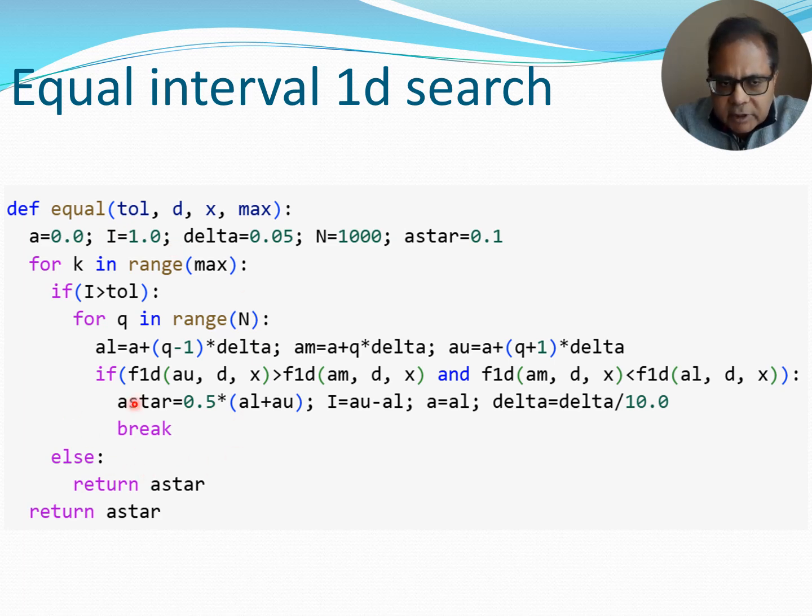Now what happens here is that I take a lower value of alpha, I take a middle value, I take a maximum value, and then I try to locate the point at which the minimum has just been crossed. And at that particular point I essentially stop. I declare a star is half of the alpha low and alpha upper bound. I is the difference between these two, and of course I set alpha as the lower bound here, so that's important. And of course I divide delta by 10.